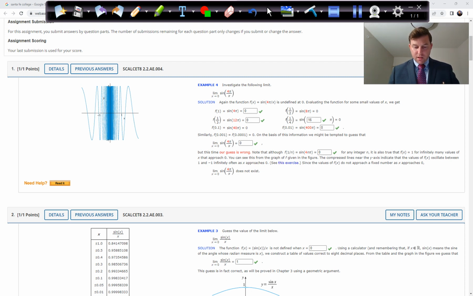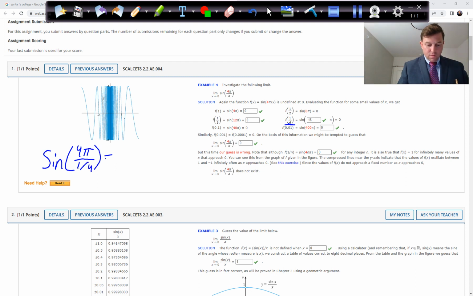You can try this. Pick 1/3. 4 divided by 1/3 is actually 12 times pi. Plugged into sine gives you 0. Plug in 1/4. Let me actually show that one just so you can see it instead of just listening to what I'm saying. If you have 4 pi over x, but x is 1/4, well, 4 divided by 1/4 is 16. So you're going to get 16 pi.